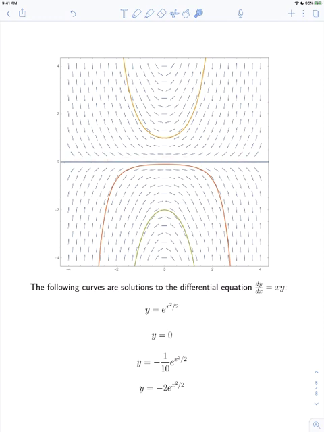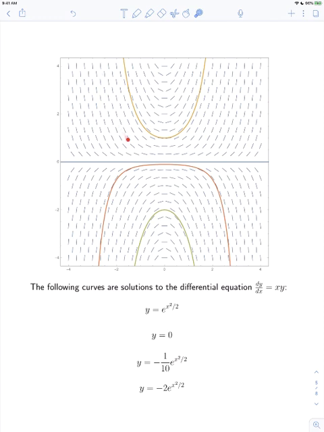Moving down a little bit further, we have y equals negative 1/10 times e to the x squared over 2, which is this curve right here. And moving down a little bit further, we have y equals negative 2 times e to the x squared over 2. So in fact, all of these solutions to this differential equation have the form some constant times e to the x squared over 2. And these are just a few of them. y equals 0 is 0 times e to the x squared over 2. So all of the solutions have that form.